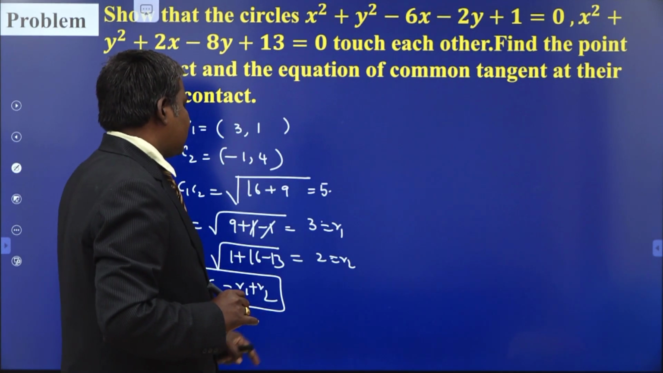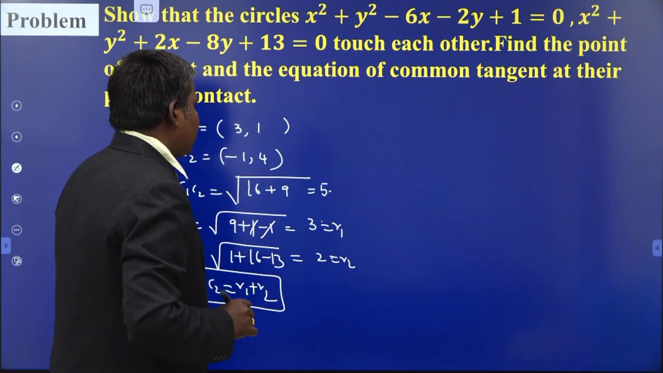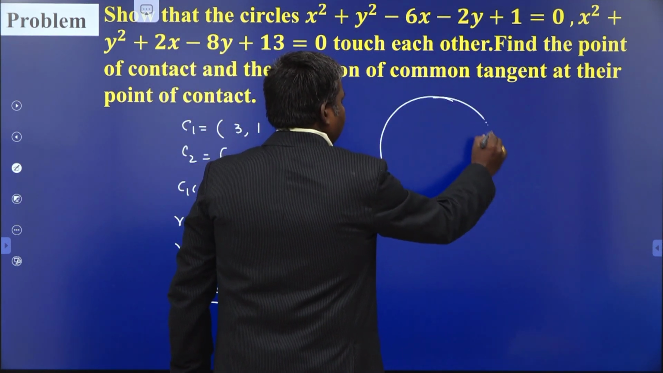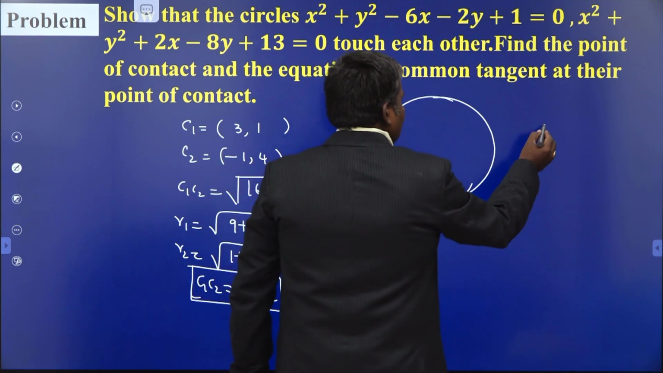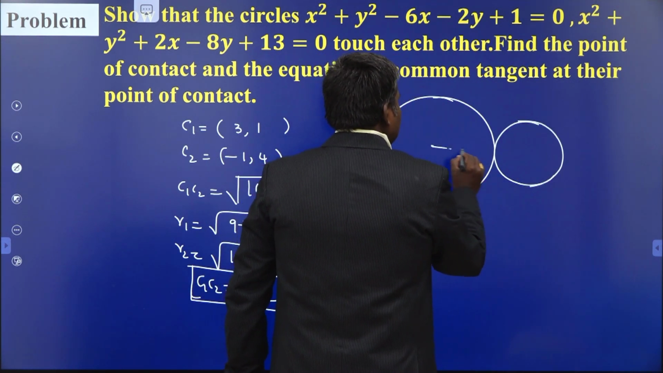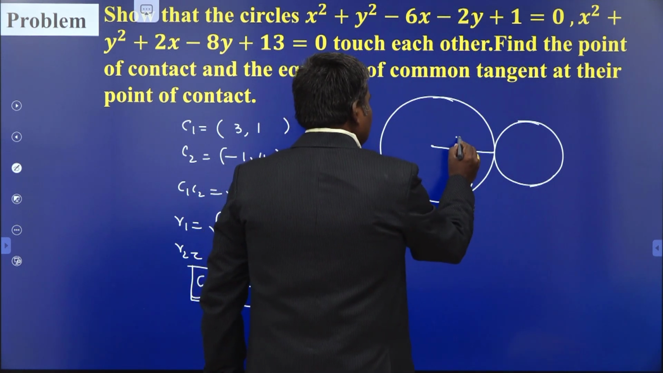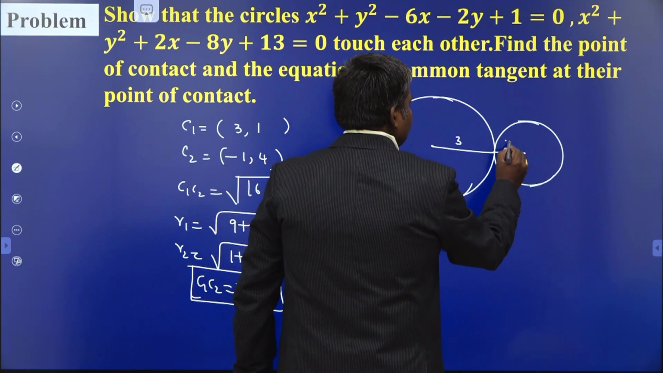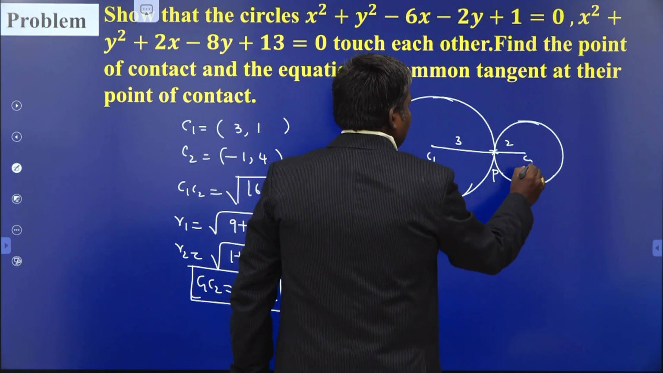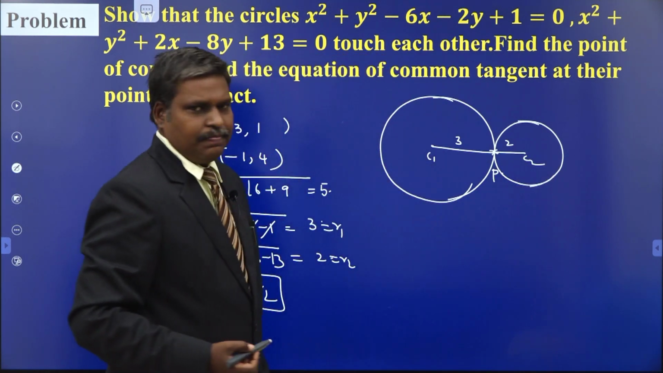What is the radius of the first circle? 3. What is the radius of the second circle? 2. So, the rough diagram may be taken in this manner. This is the first circle, touching the second circle externally. So, it has the radius 2 units, 3 units. This is the radius, 2 units. This is your point of contact. This is the center of the first circle. This is the center of the second circle.